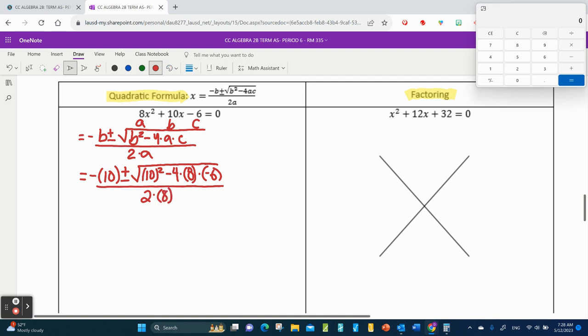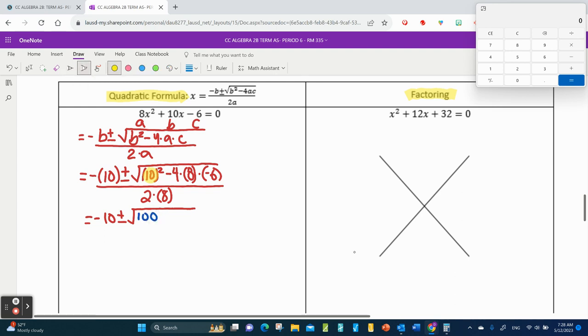Once I've done that, I'm going to start simplifying it a little bit. The negative and the 10 can now be simplified, so I'll put this as a negative 10 plus or minus, and now I'm going to deal with the stuff inside the square root. Starting with 10 squared, 10 squared happens to be 100. So in there, I'll put 100.